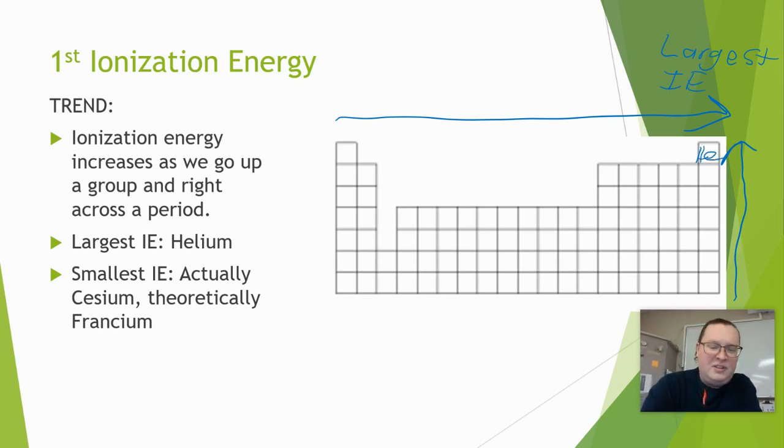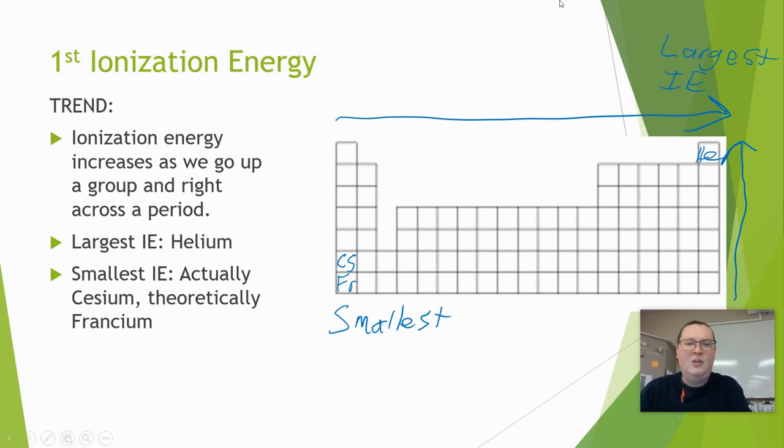Opposite is going to be the smallest IE on the bottom right. And again, that is going to be actually cesium. Theoretically, it should be francium, but we don't have enough francium to actually experiment on and find out. All right, so there is ionization energy.